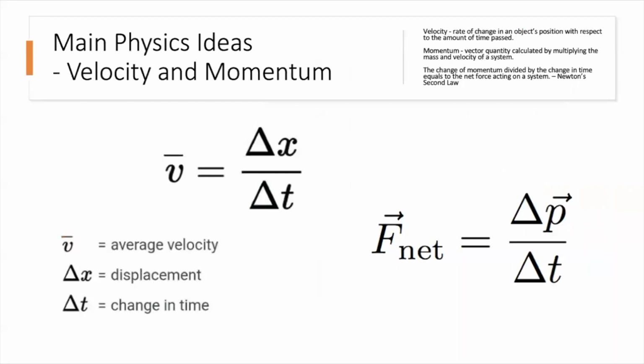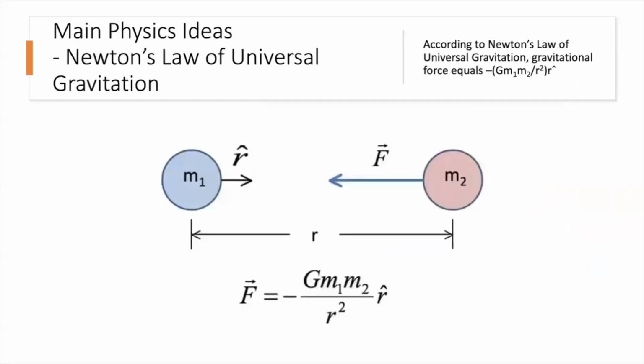The first main physics idea used is velocity and momentum. Velocity is a rate of change in an object's position with respect to the amount of time passed. Momentum is the vector quantity calculated by multiplying the mass of the system by the velocity of the system. And lastly, according to Newton's second law, the change of momentum divided by the change in time equals the net force acting on a system.